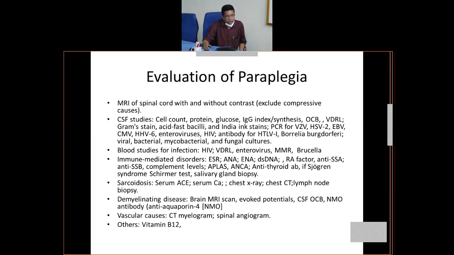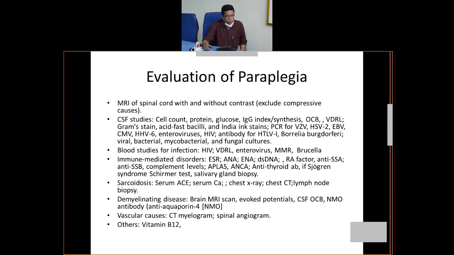Blood culture, then serology for HIV, VDRL, then to rule out immune-mediated disorders, you have to ask for ANA, then dsDNA, RA factor, then for Sjogren syndrome, you have to ask for SSA, SSB, complement levels, APLA, ANCA, thyroid. All these things you have to do.